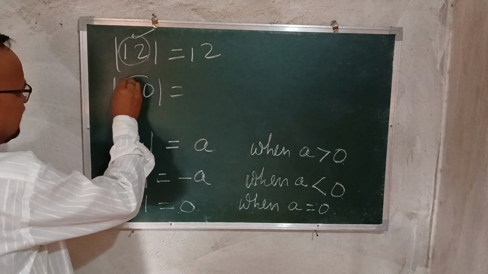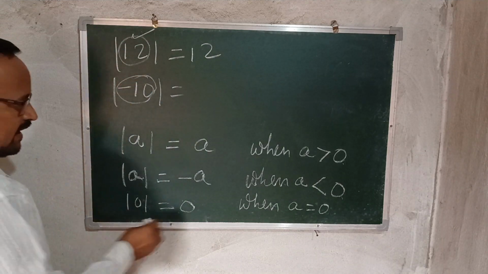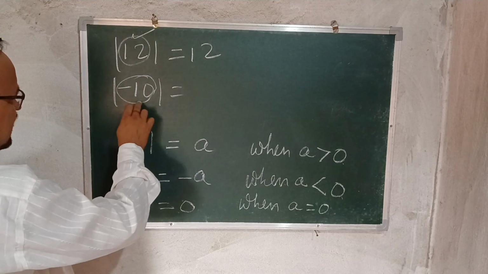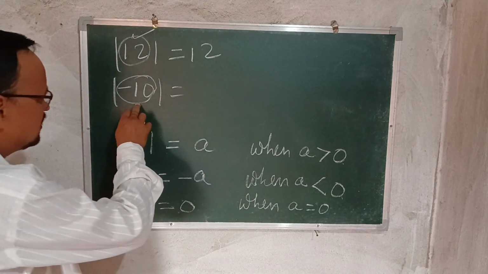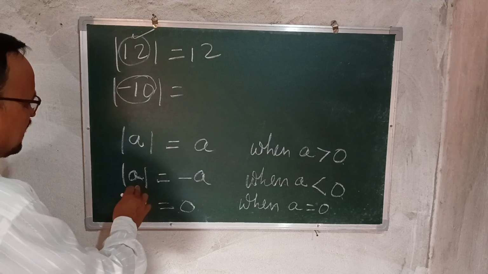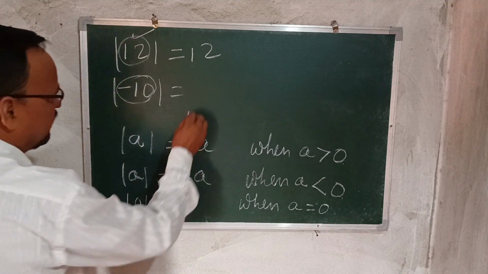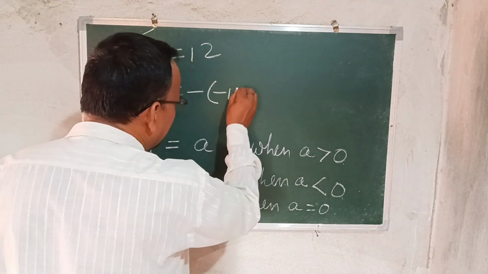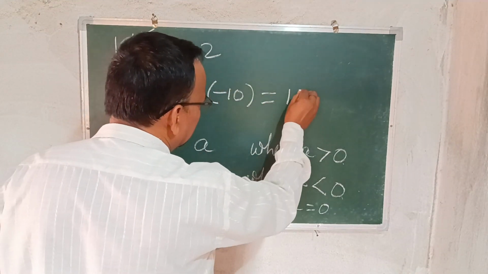Here minus 10 is a, and a is less than 0. That means minus 10 is less than 0, a negative integer. So what will be the modulus value? Minus a. A is equal to minus 10, so minus a is equal to plus 10.